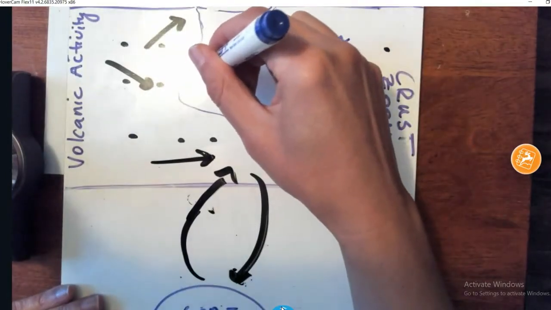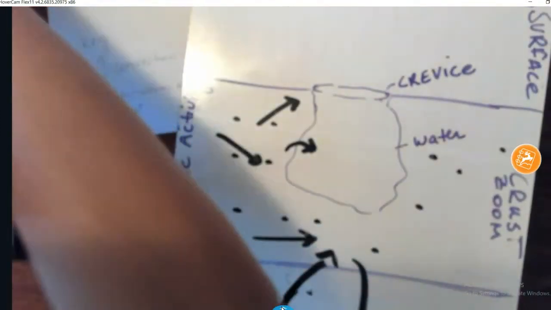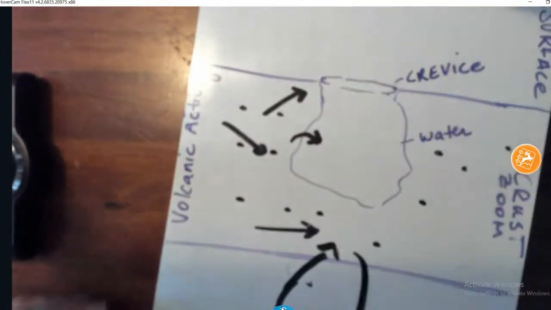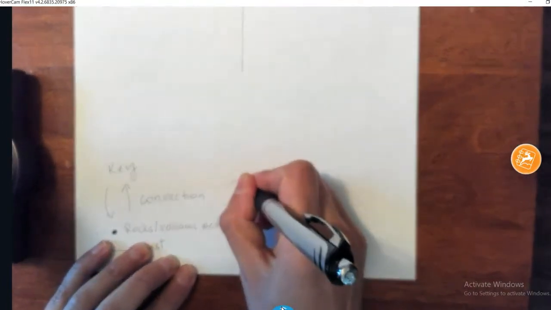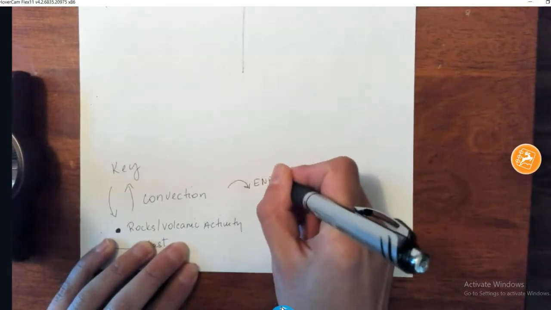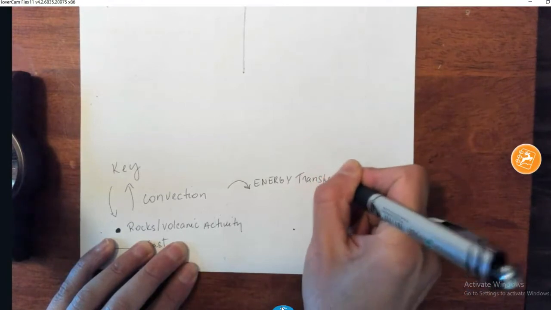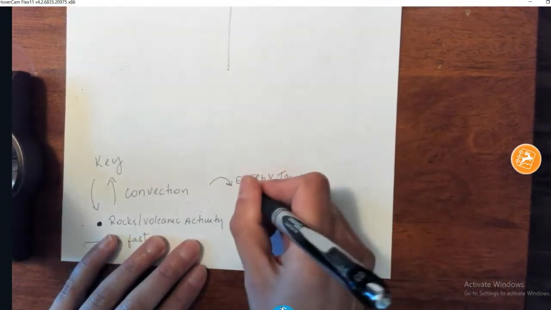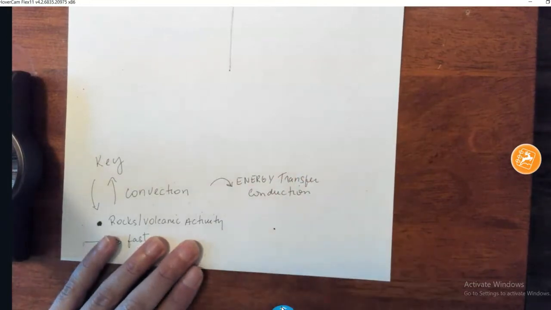I'm going to call it conduction. So I'm going to again go to my made up key, and I'll put an arrow here. Bent arrow, we know that's energy transfer. Energy transfer, and I'm going to be even more specific and call it conduction. Perfect.